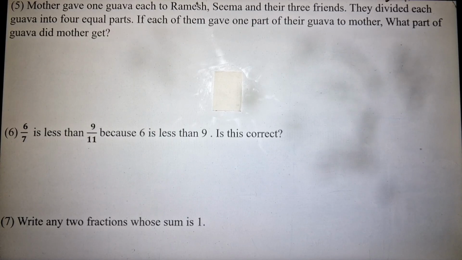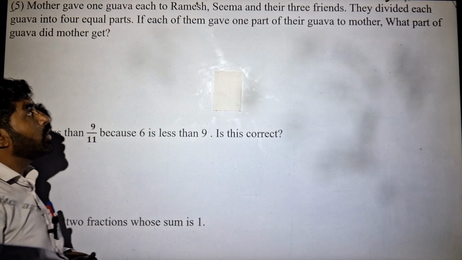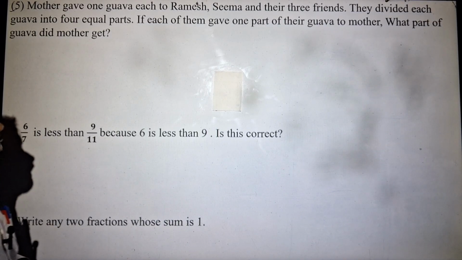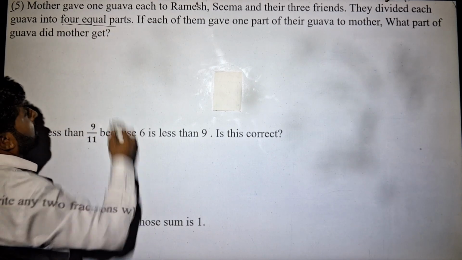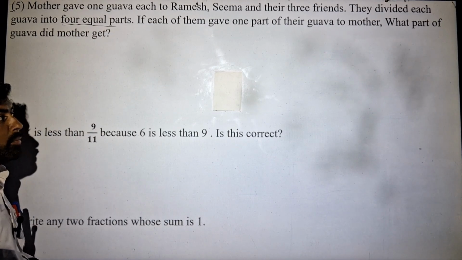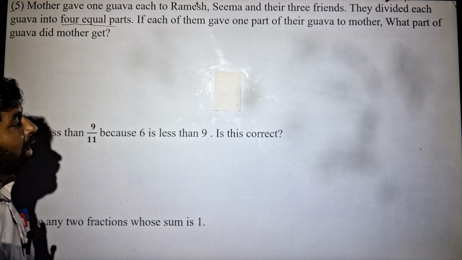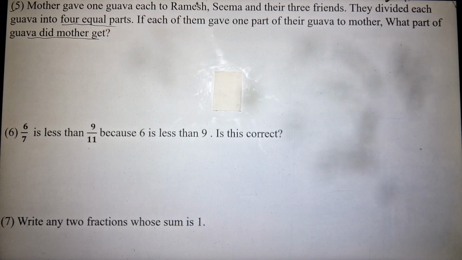Question number 5. Mother gave one guava each to Ramesh, Sima, and their three friends. They divided each guava into four equal parts. If each of them gave one part of their guava to mother, what part of the guava did mother get?